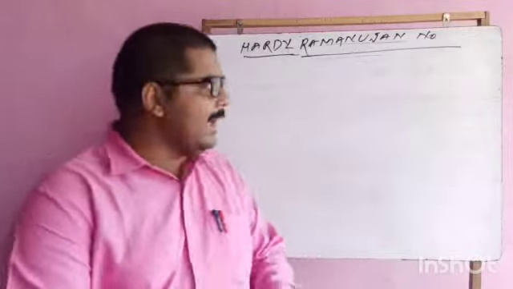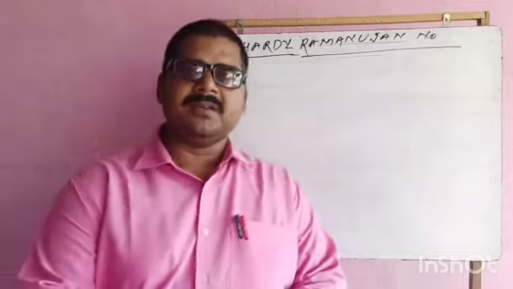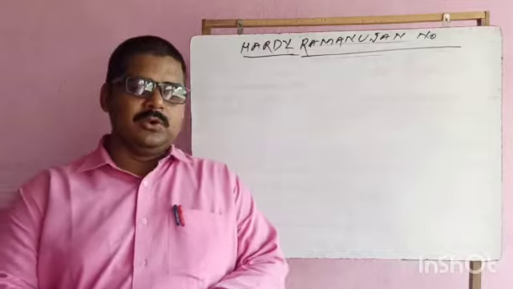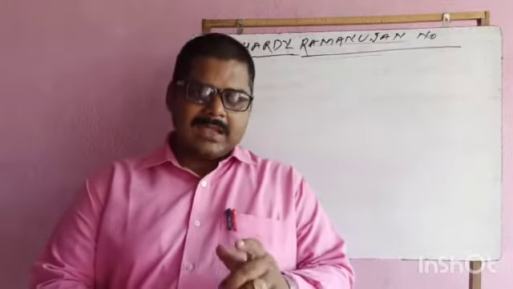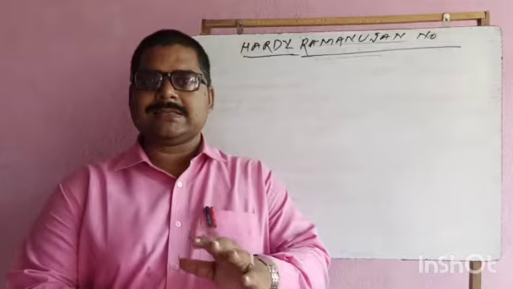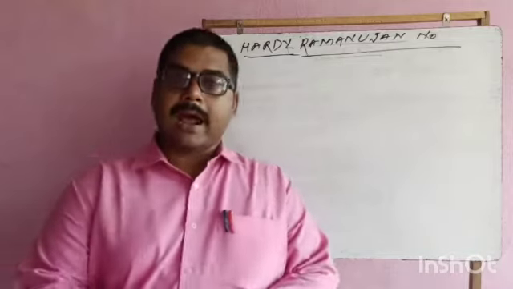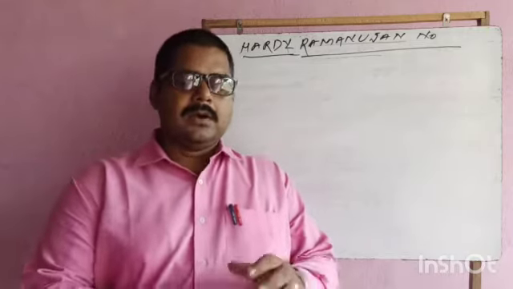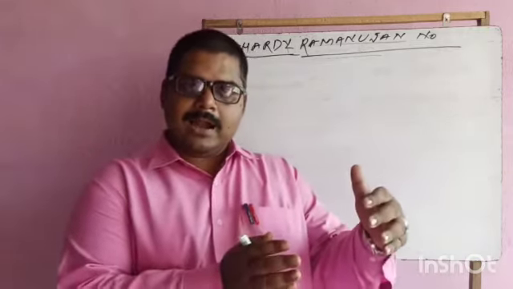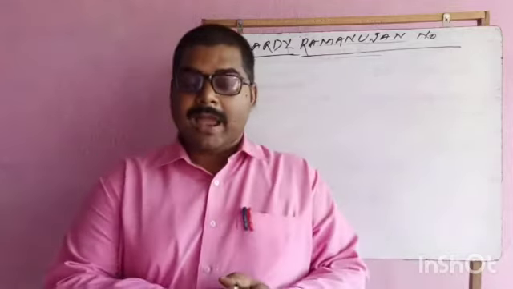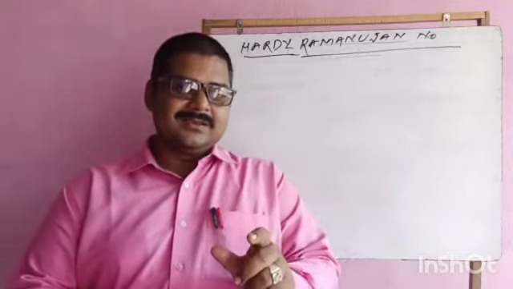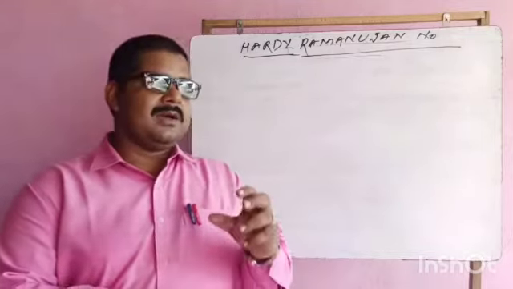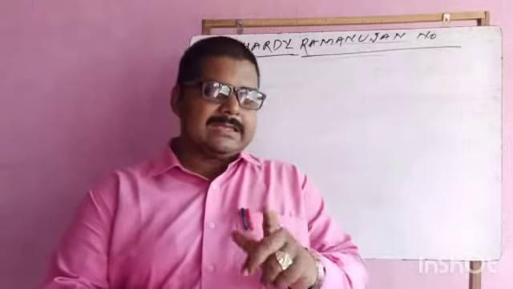I have written the Hardy-Ramanujan number. There is a beautiful story regarding the Hardy-Ramanujan number. You know very well that Ramanujan was a great Indian mathematician. Hardy is also the name of a mathematician. Once Hardy wanted to meet Ramanujan, and when he reached the residence of Ramanujan, Ramanujan saw the taxi number.